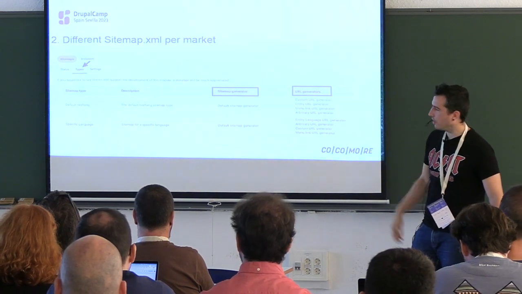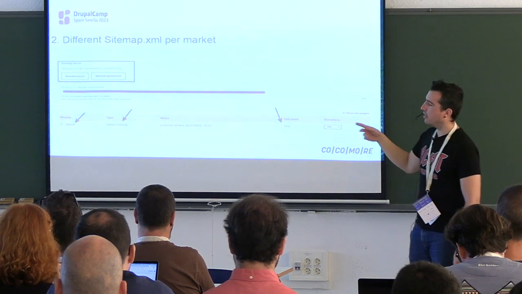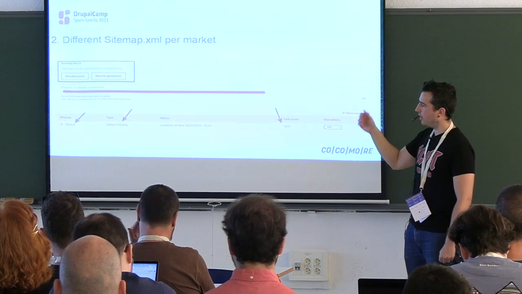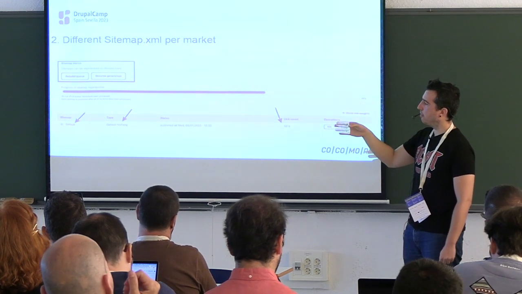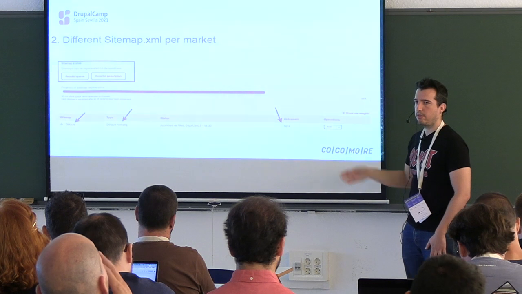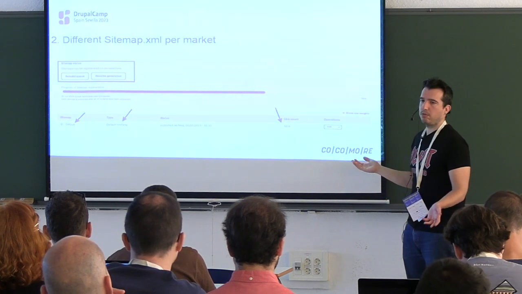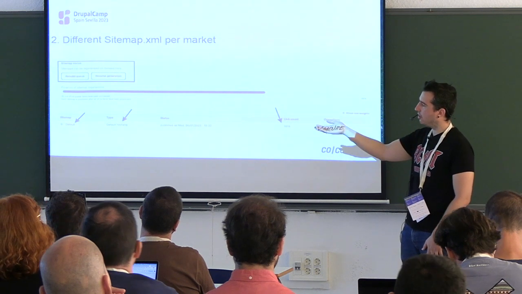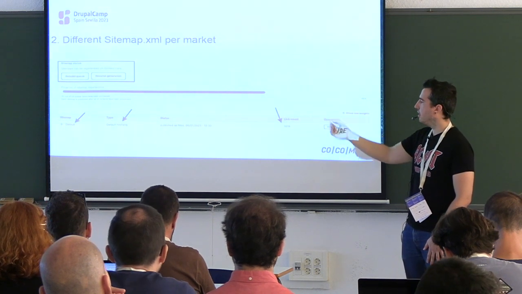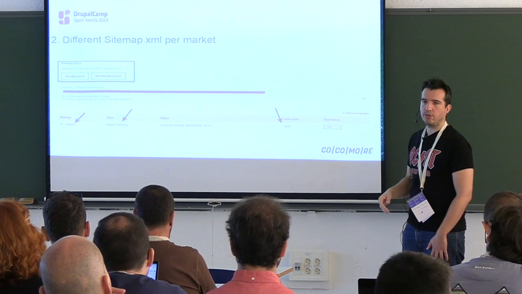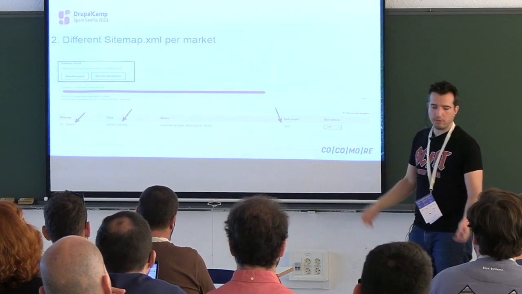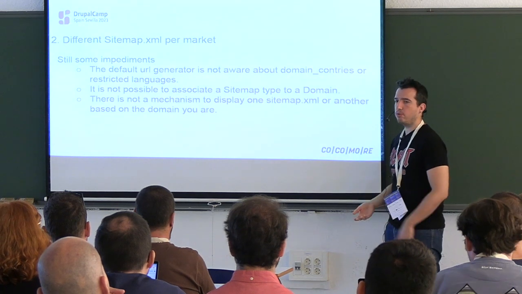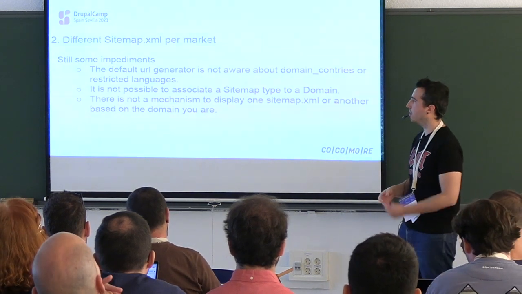Once you have the sitemap types, you can create different sitemaps, right? And you associate one sitemap to each of the sitemap types, right? Usually, on a usual project you only have the default, and you index all your content in there. So, a common use case. The problem is that this approach still has some impediments in our context.